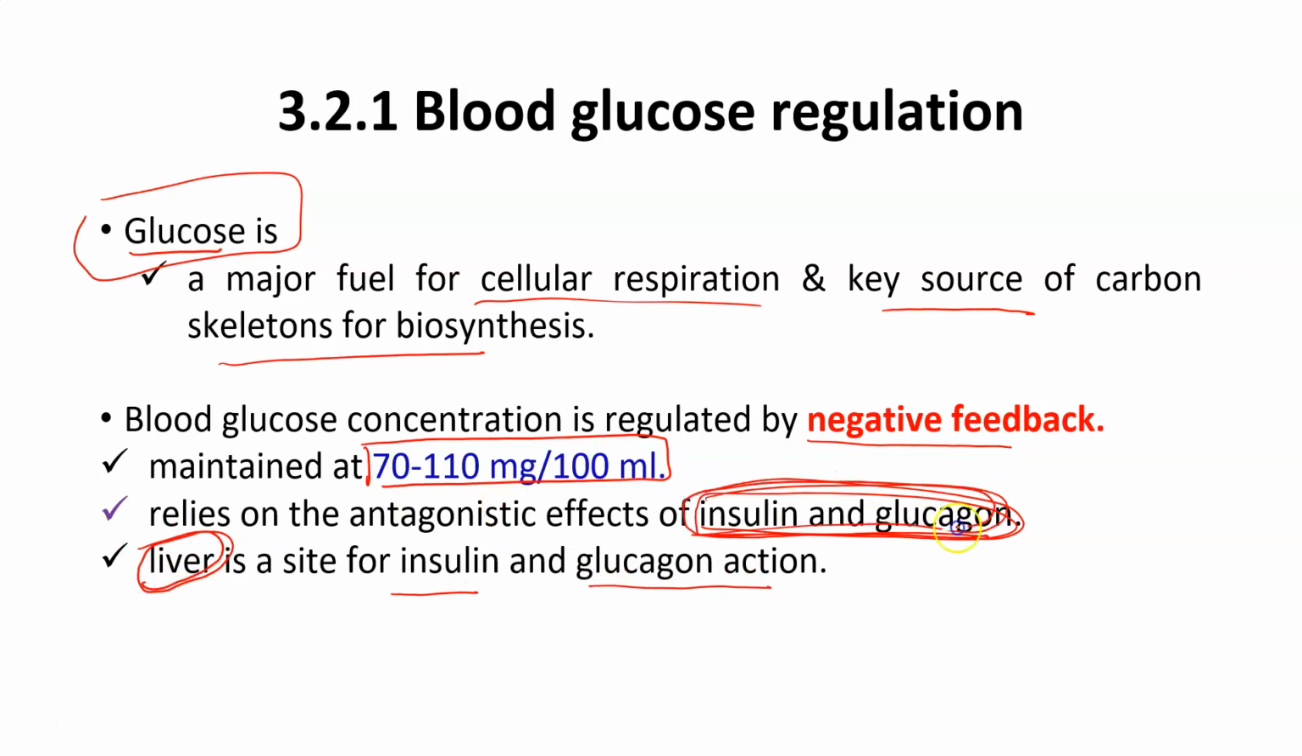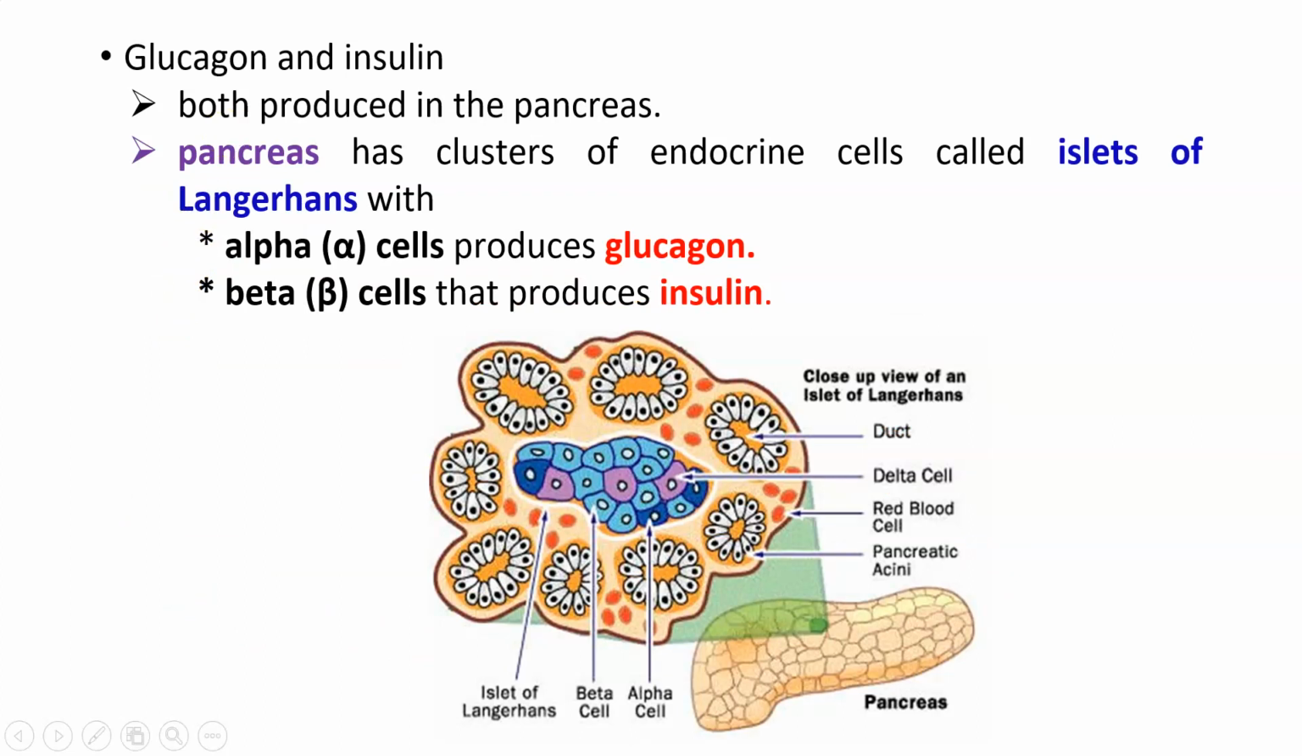These two hormones are produced and secreted by the organ, the pancreas. The pancreas secretes the two hormones, but the target organ is the liver. So glucagon and insulin are both produced in the pancreas.